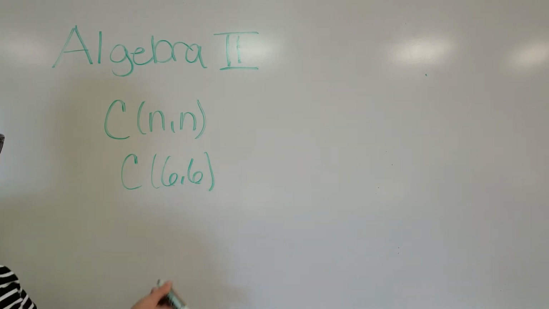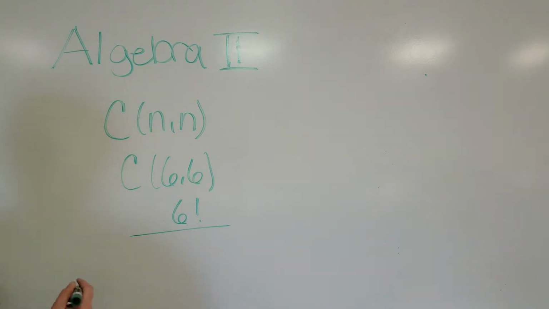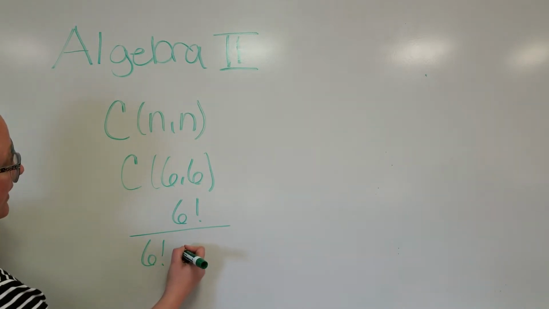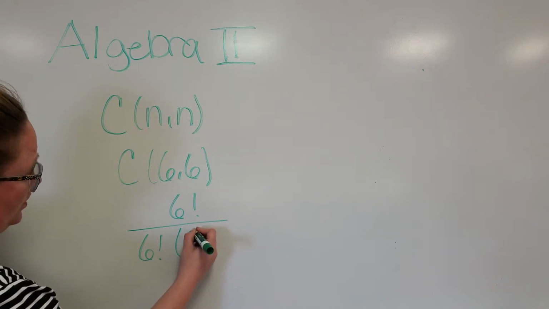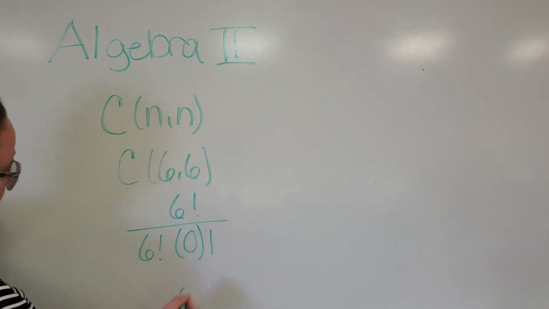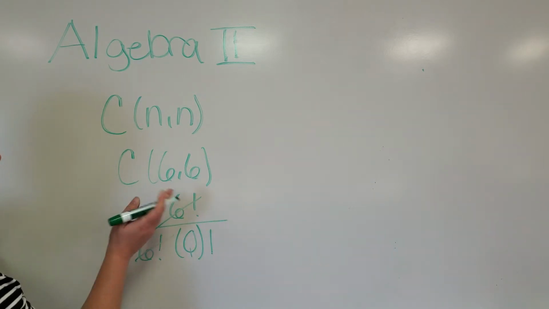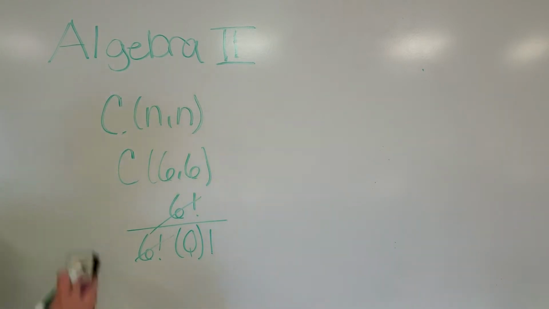going to happen. You're going to go 6 factorial over, and the formula for this is n factorial over r factorial times n minus r factorial. So 6 minus 6 is 0 factorial, which is 1. 0 factorial is always 1. So then when this is 1 and those just cancel, it's always 1. Whenever you have a combination with the same number, it's always 1. That's the answer. All right.